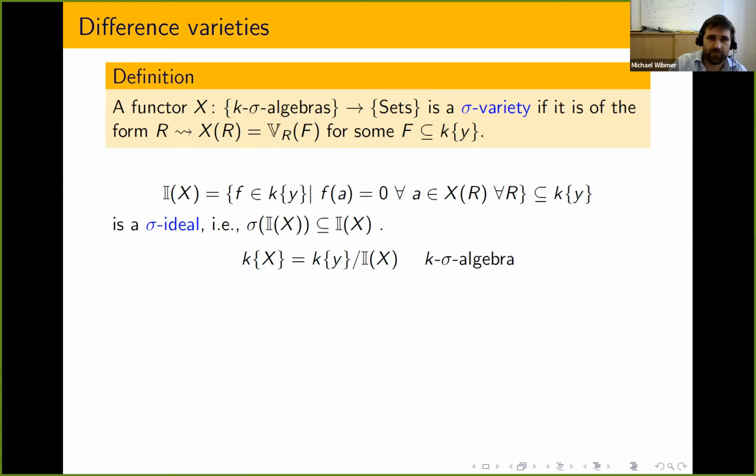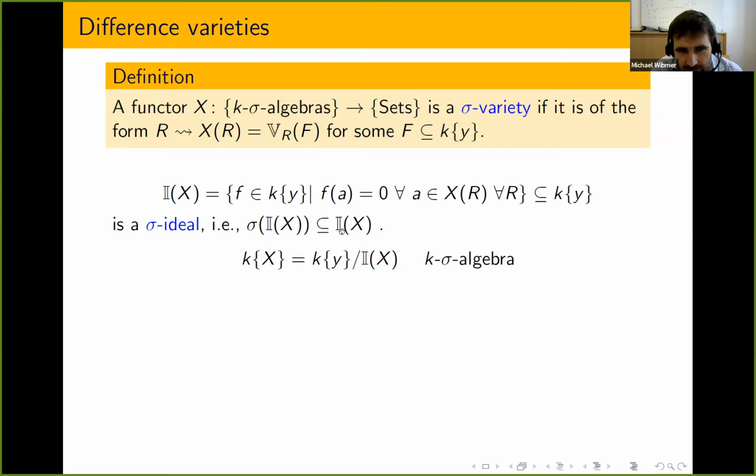All right, so now assume we have such a difference variety. Think of it as the solution set of some system of difference polynomials. Then I can look at all difference polynomials that vanish on that solution set. This is what we call I of X: all difference polynomials that vanish at all points of the difference variety. Someone can check that this is an ideal in the difference polynomial ring, but it's not just an ideal. It's what we call a difference ideal or a sigma ideal, meaning that it's stable under sigma. So sigma will map this ideal into itself.